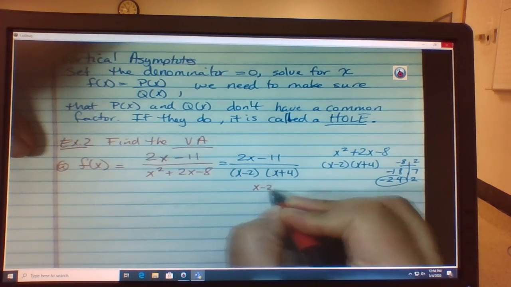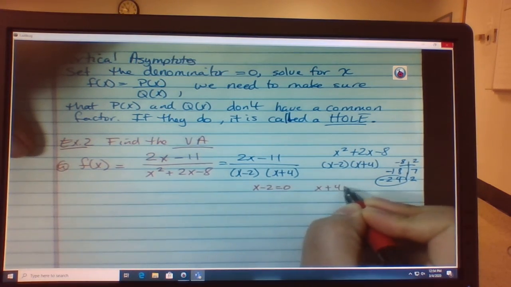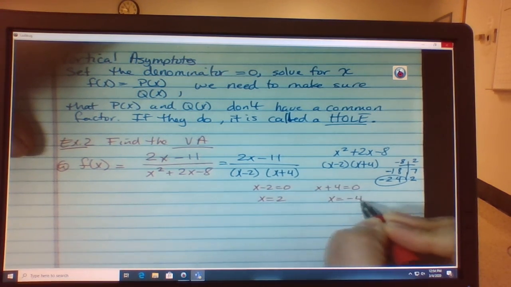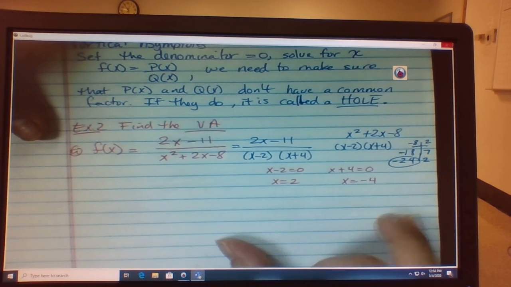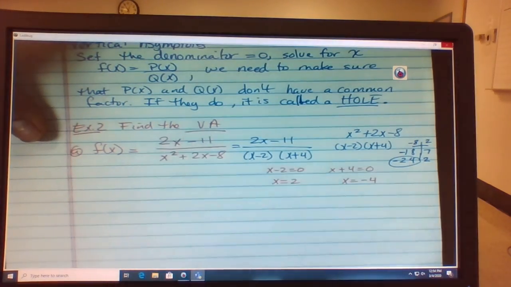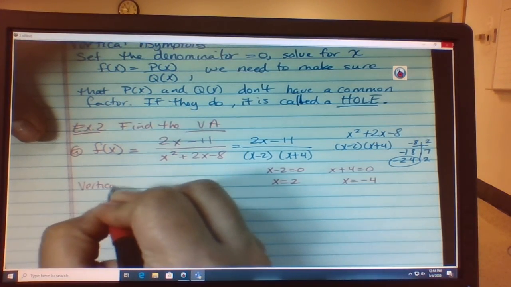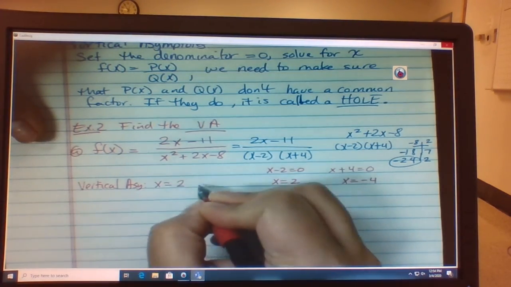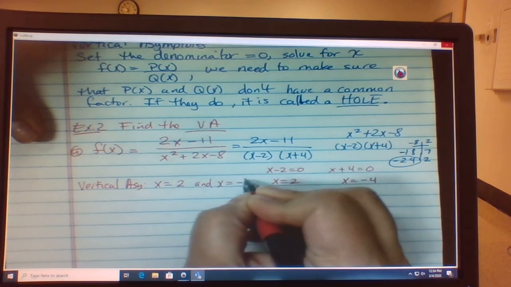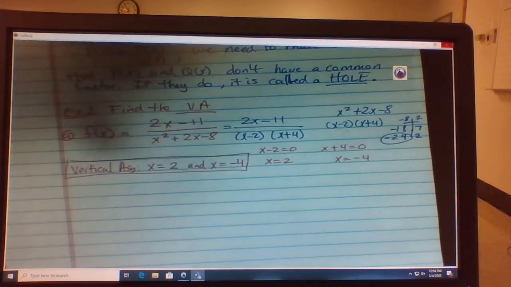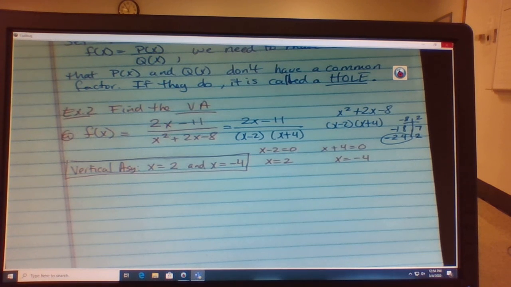So I have x minus 2 is equal to 0. X plus 4 is equal to 0. So x is 2 and x is a what? Negative 4. Now earlier, this would help us to find the what? Domain. Right now, we're looking for the vertical asymptote. Your vertical asymptotes are at x equals 2 and x equals negative 4. It has to say x equals and x equals. If you don't type them in as x equals and x equals, the answer will be wrong.